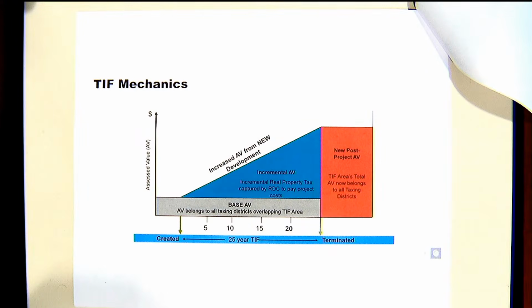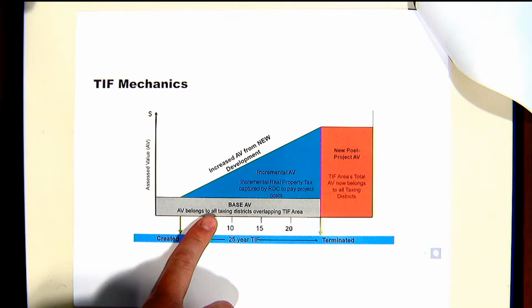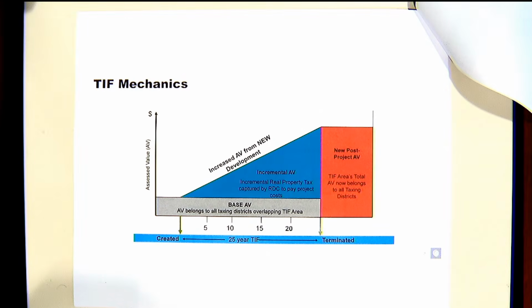So you've seen this slide before, but we like to briefly show some TIF mechanics. Whenever a TIF allocation area is created, the assessed value of the overlapping taxing units remains the same as that allocation area is created, which is that gray box at the bottom called the base assessed value. Any new economic development created within an allocation area, that new assessed value, which is that blue triangle there, is the revenue that can be generated within an allocation area.